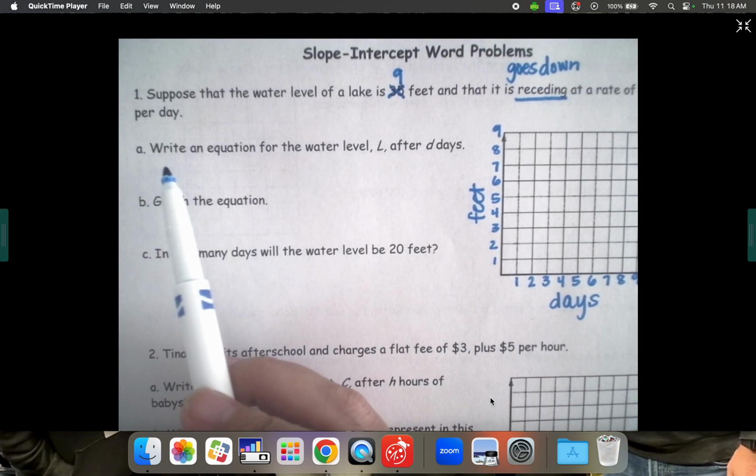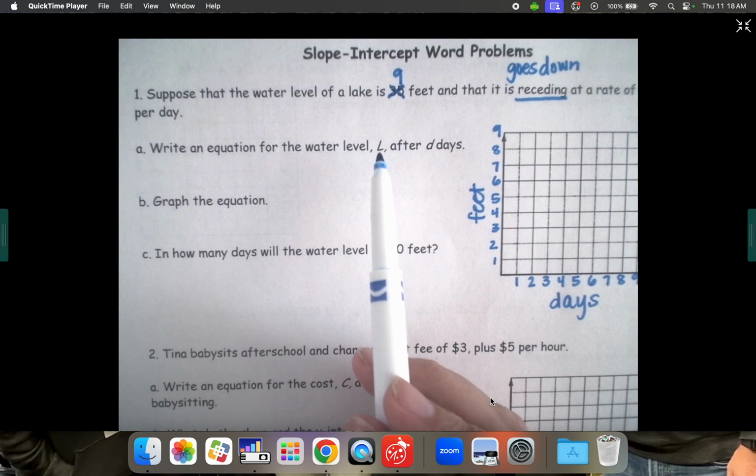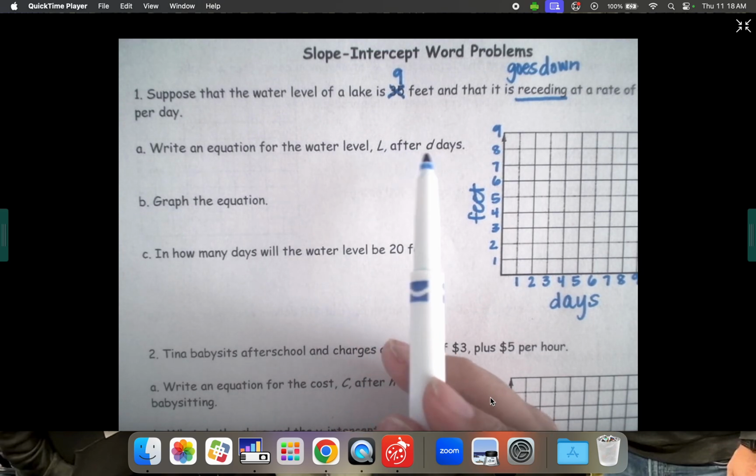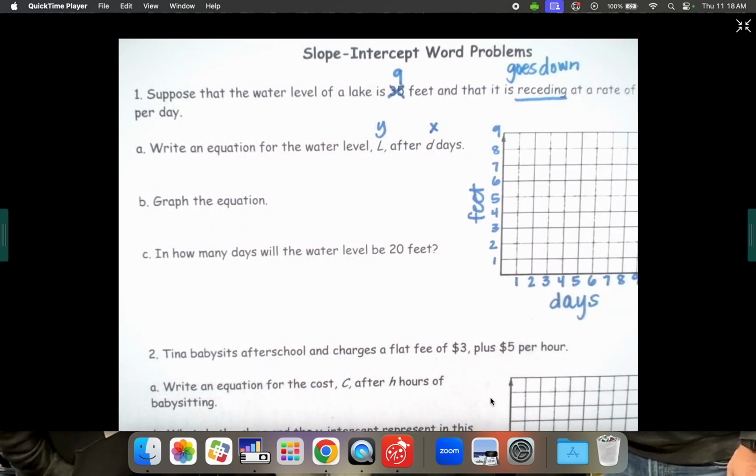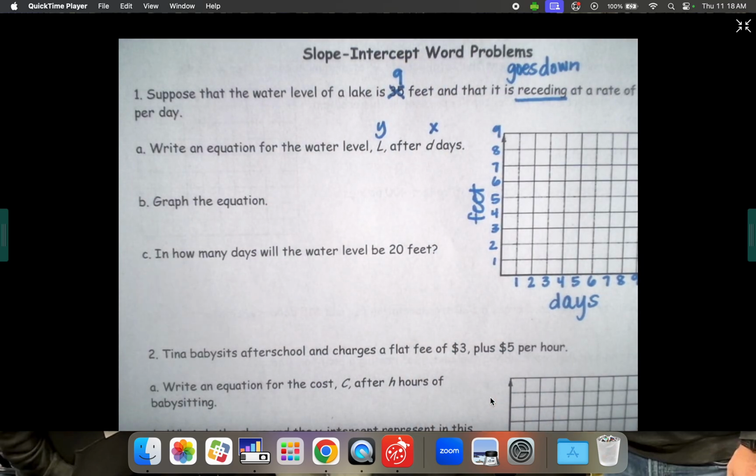Okay, so we're going to write an equation for L and D days. Normally that's Y and X. And so if you had set this up on your own and you went ahead and put an equation with Y and X, that would be fine. But since it's telling us to use L and D, let's go ahead and use L and D.